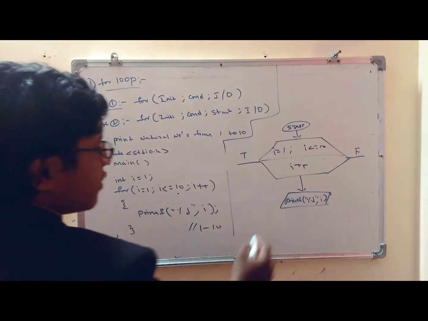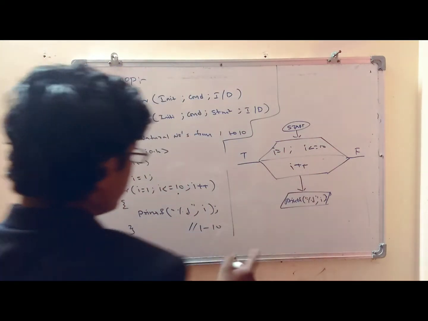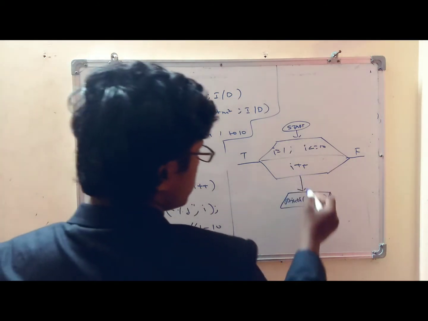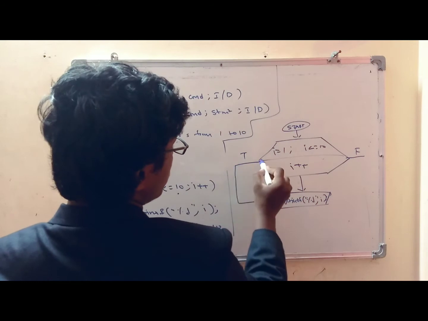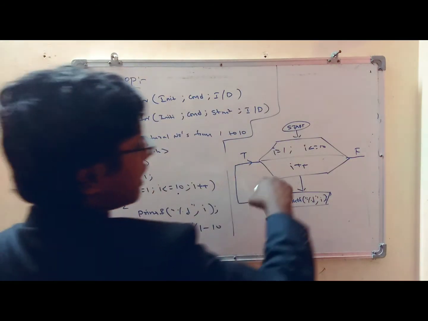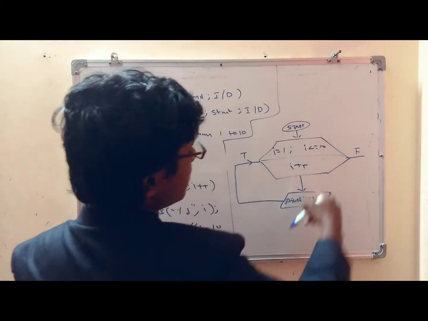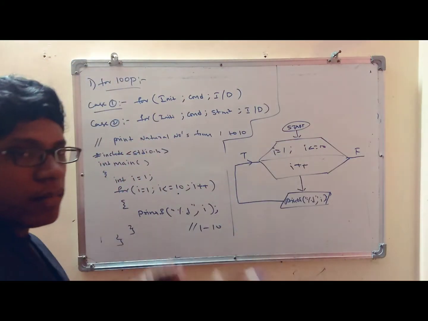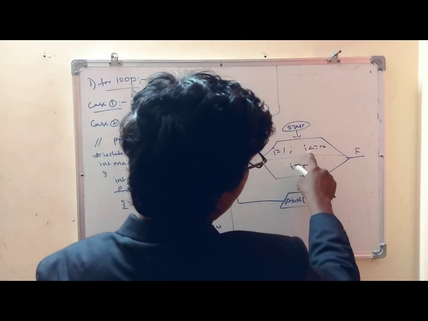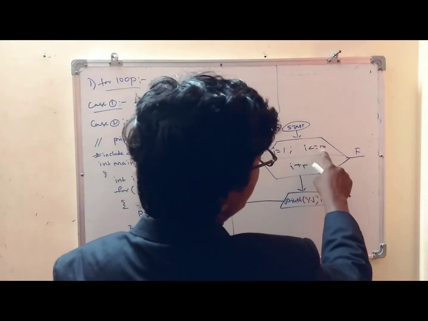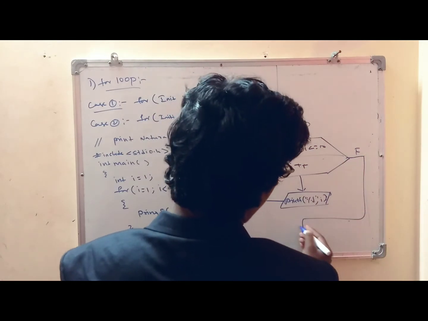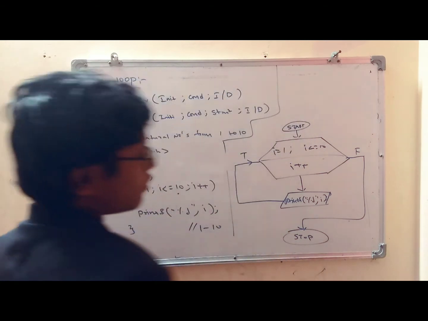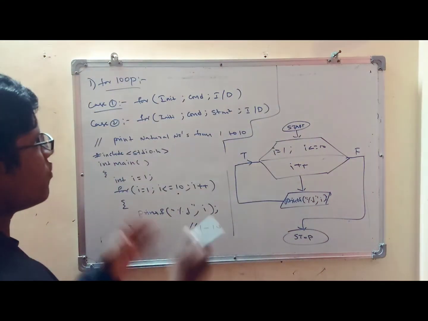Okay, it will check i less than or equal to 10, meaning 1 less than or equal to 10, yes, it will go to print, and again it will go to true. It will keep rotating as long as it is satisfied. Up to 10 it will rotate, and after that, when 11 less than or equal to 10 is not satisfied, it will go to false and it will reach stop. So this is the flowchart for the for loop.